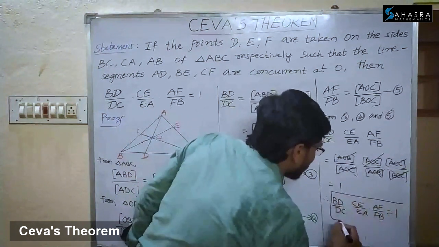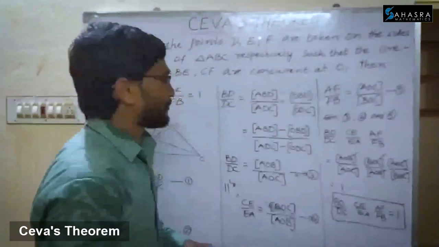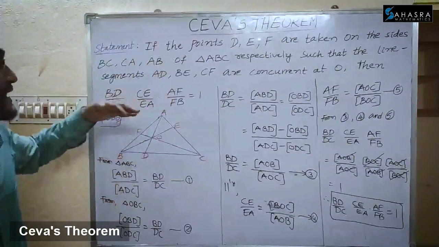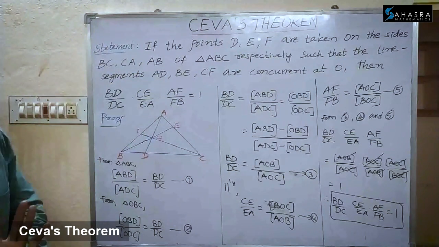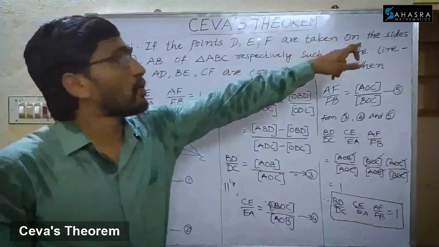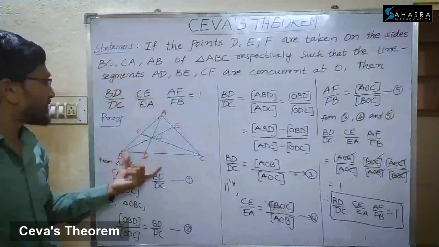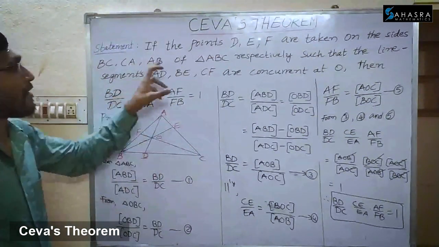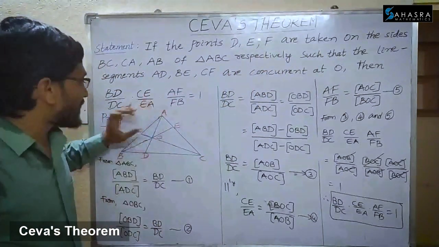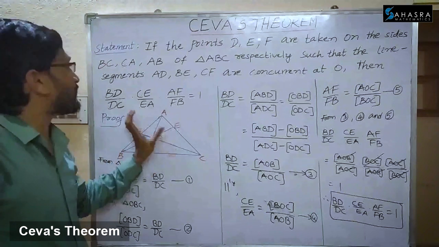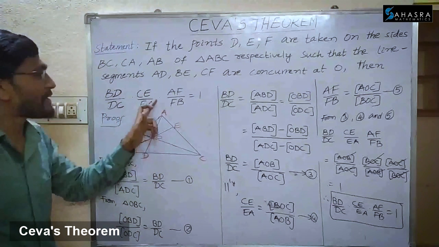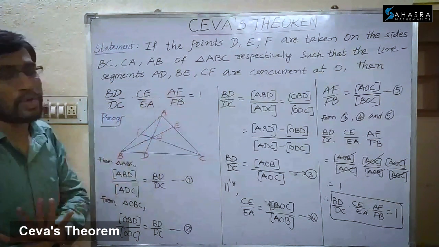This is our proof. Again I am explaining this theorem from first to last. What is the statement of Ceva's theorem? If the points D, E, F are taken on the sides BC, CA and AB of triangle ABC respectively, such that the line segments AD, BE and CF are concurrent, then BD by DC into CE by EA into AF by FB is equal to 1.